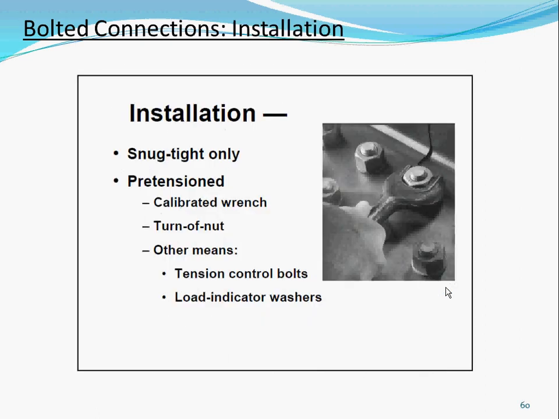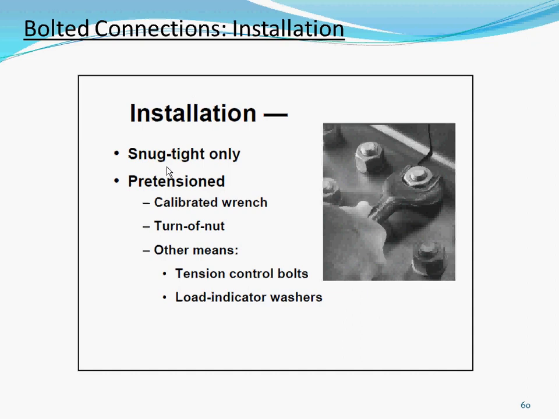Okay, bolt installation. So we have the snug type only and pretension. How do you know if your bolt is pretension? There are many methods. In the RCSC, there are 4 methods: calibrated wrench, turn of the nut, and tension control bolts or indicator washers. With the calibrated wrench, essentially you want to measure the tension in your bolt. The tool they use is calibrated and measured against a reading, so every time you turn to a certain reading, they know that's your pretension in the bolt. That's the calibrated wrench method.